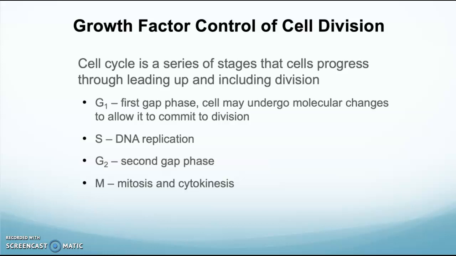So the cell cycle is a series of stages that the cell has to progress through that will lead up to eventually cell division. And there are certain places that when we go past it, that it has to occur. So we have the first gap phase, and this is when a cell may undergo molecular changes that will allow it to commit to division. So once it commits to division, then we go into the S phase, which is going to be DNA replication. We get the second gap phase, and finally mitosis and cytokinesis, so cell division has occurred.